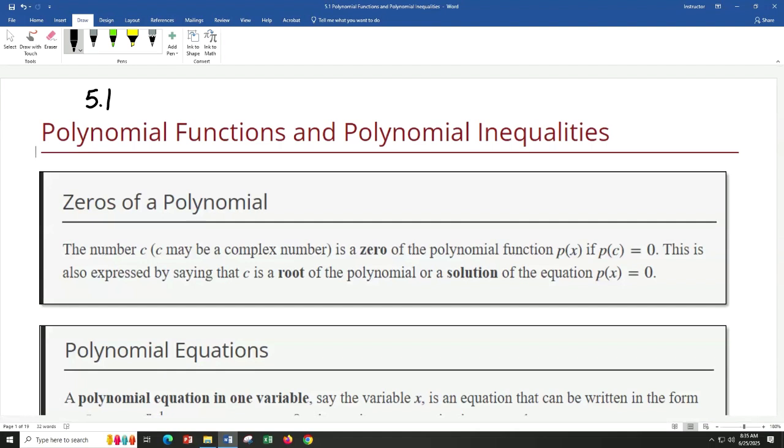Zeros of a polynomial: the number c, which may be a complex number, is a zero of a polynomial function p of x, and that's how we're going to start referring to polynomials right now. Instead of writing out this whole long polynomial, we're just going to refer to it as the function p of x. But remember, it can be any polynomial. So don't get hung up on it having to be this type of function. We're not learning a new function. If p of c equals 0, this is also expressed by saying that c is a root of a polynomial or a solution of the equation p of x is equal to 0.